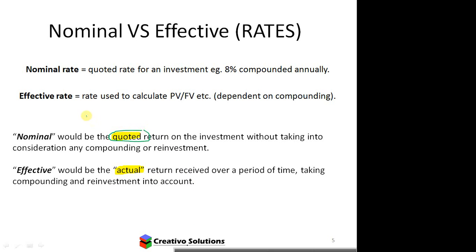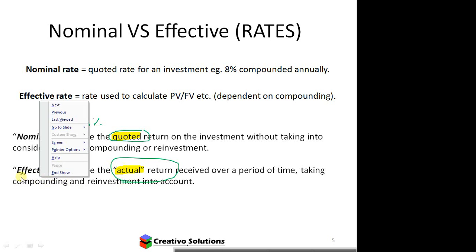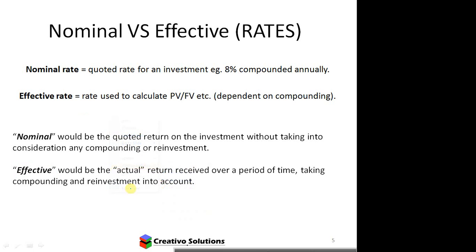Someone can quote you 8%. That 8% can be compounded monthly, daily, or yearly. So it all depends on what type of compounding I have that will determine how much I actually get in terms of an actual return. An effective rate takes compounding into account. That's the main difference between effective and nominal. The one takes compounding into account, the one doesn't.